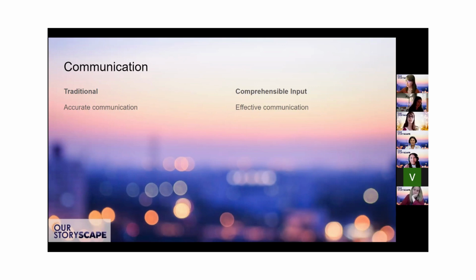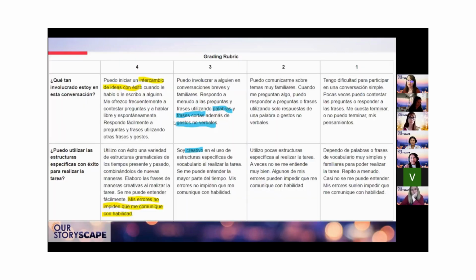So with effective communication, it's more about, do we know what they're saying, even if there are some mistakes? So I took an excerpt from one of our rubrics in our Storyscape just to show you what that looks like. Looking at column number 3, highlighted in blue, the things we're looking at here that's different than traditional teaching is they're using words or short phrases to communicate. They can even use nonverbal gestures. So again, we're not emphasizing perfection here.